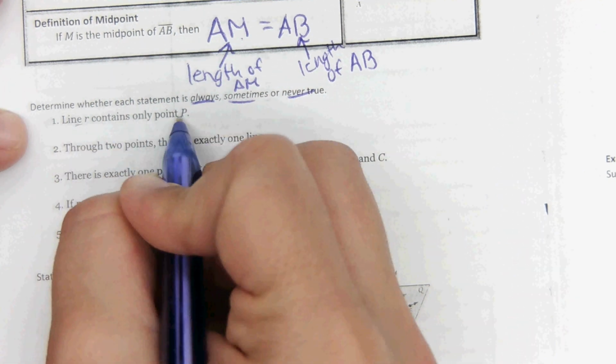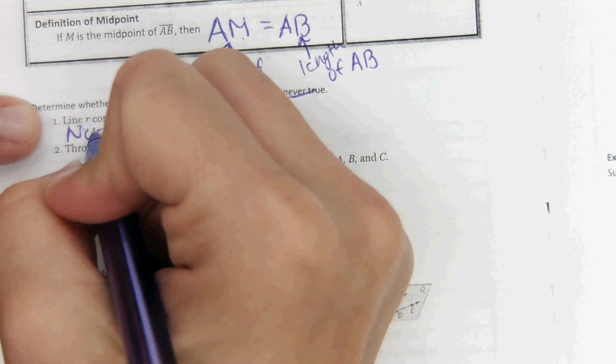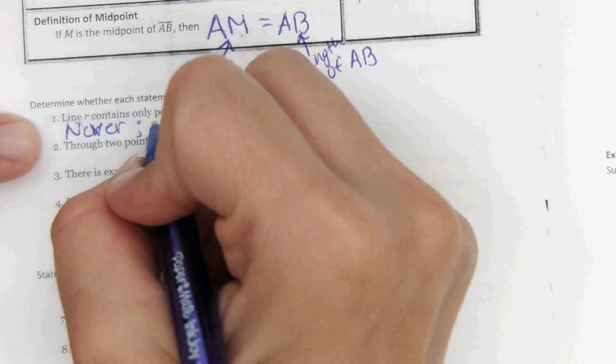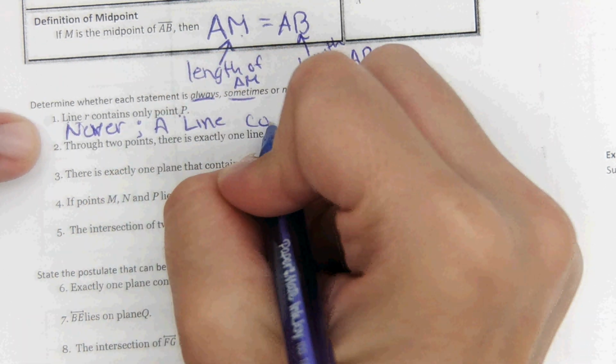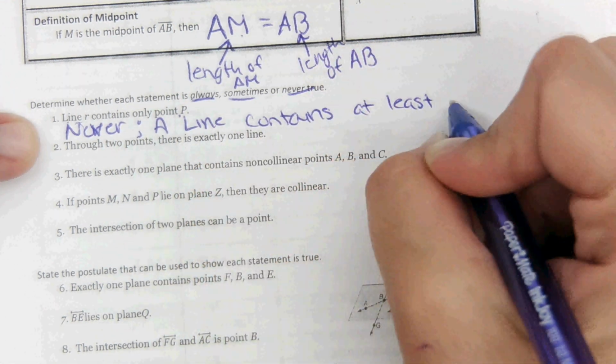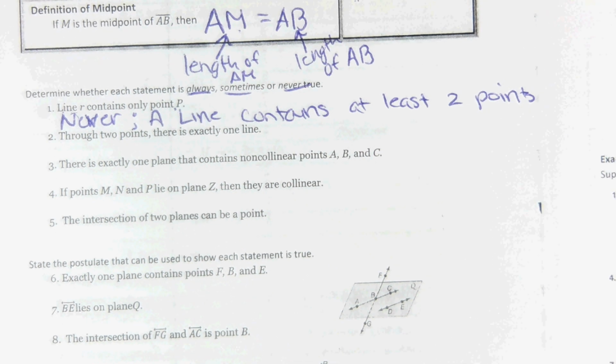Line R contains only one point P. That would be never, because a line has to contain at least 2 points. A line contains at least 2 points. And yes, we're going to rewrite it because it'll help you remember them.